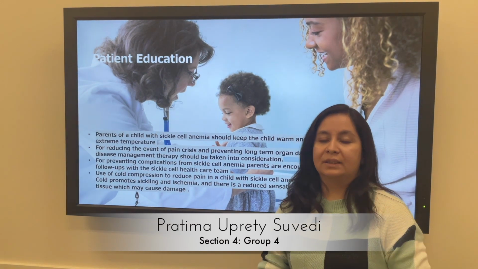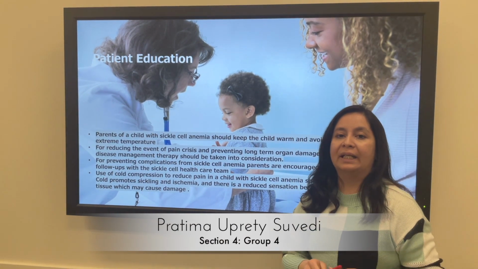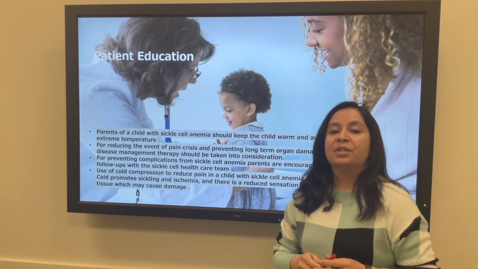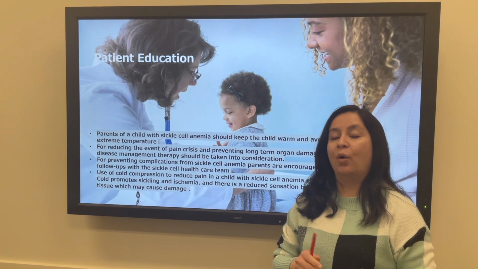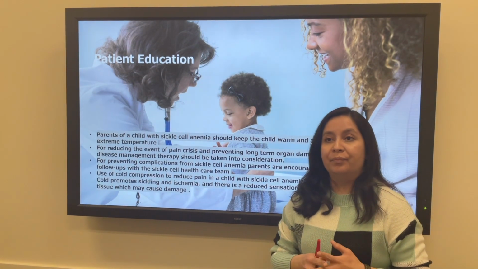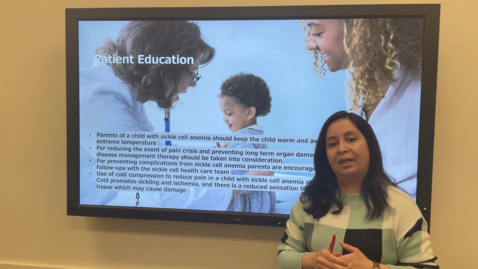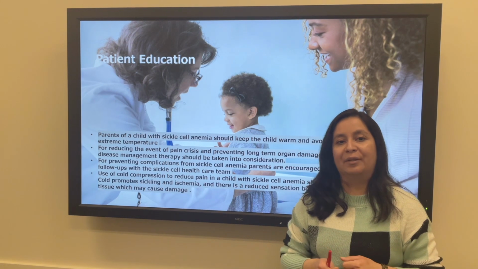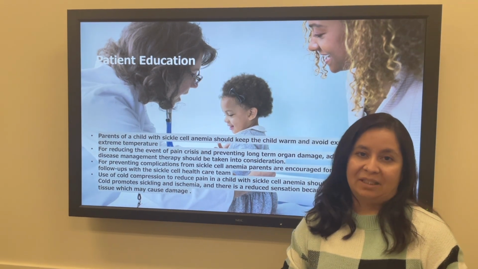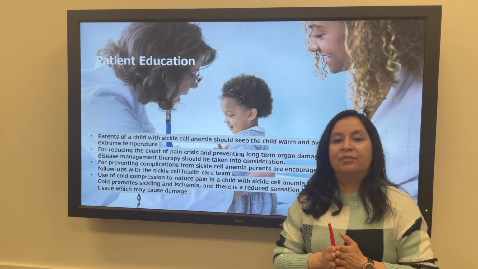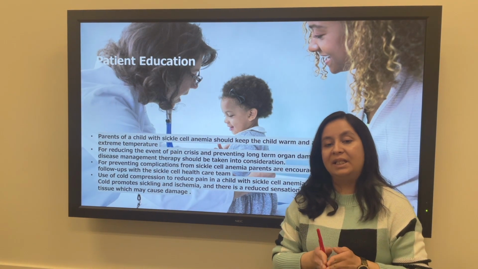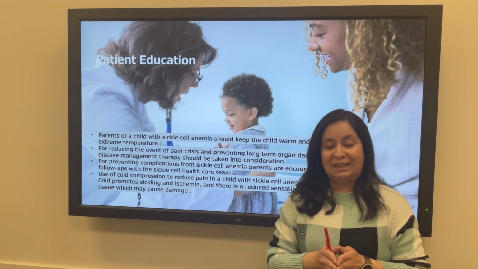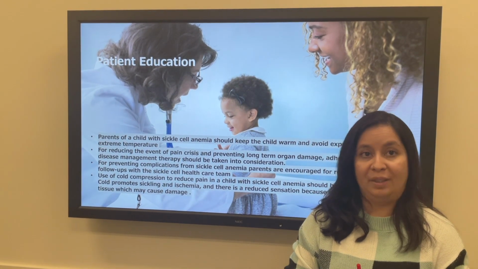Parents of children with sickle cell anemia should not keep their children in extreme hot or extreme cold. They should be kept in normal temperature, for reducing pain, crisis, and organ damage. For a sickle cell anemic child, their parents should adhere to sickle cell management therapy. Another consideration for the parents, for reducing the complications of sickle cell anemia, is that the children should be taken to the sickle cell healthcare management team continuously for follow-up.